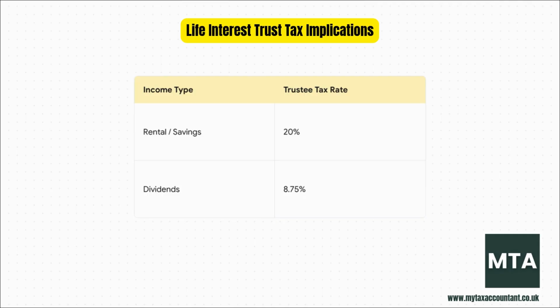But here's the clever part. If the life tenant, the person getting the income, is a non-taxpayer or just a basic rate taxpayer, they can often claim some or all of that tax back from HMRC. They just need a special form from the trustees called an R185. It's a great little tax-saving opportunity.